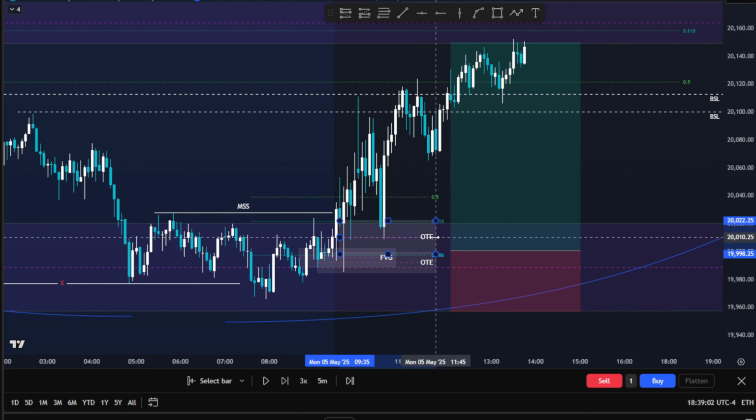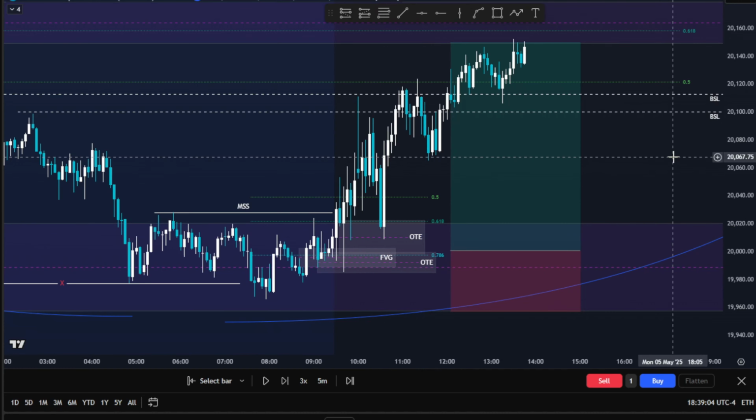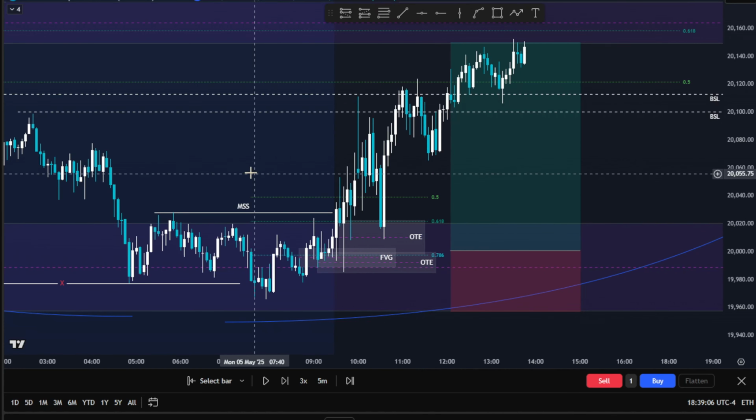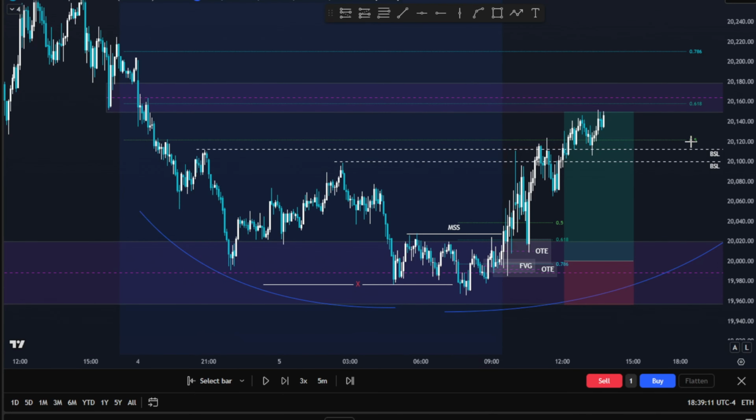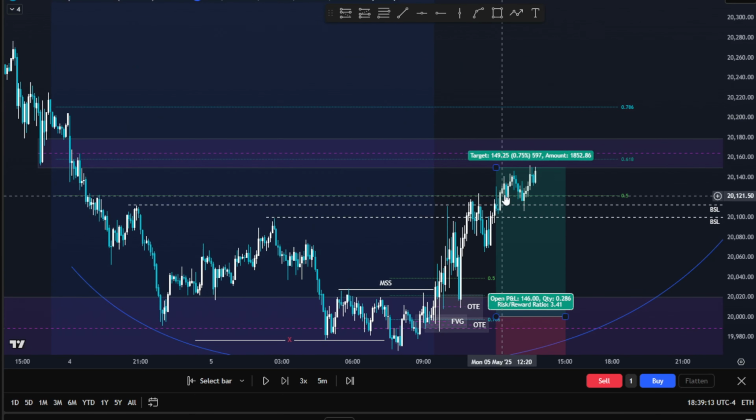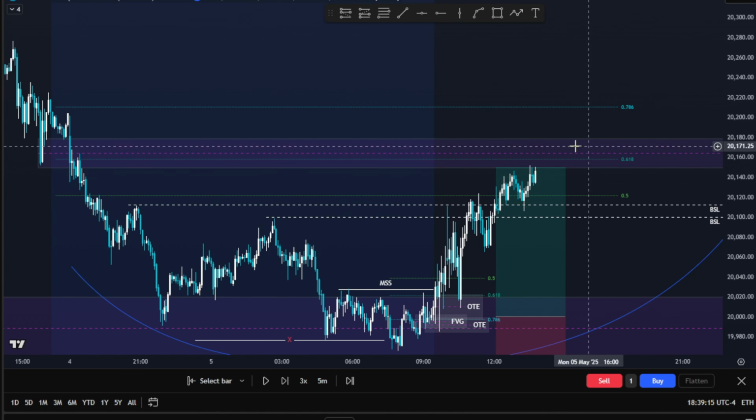Generating price is always doing two things: generating liquidity and grabbing liquidity. Once the liquidity is formed, we'll go for previously generated liquidity all the way up here. So I expect the price to also trace all the way back here, at least to the OTE zone.